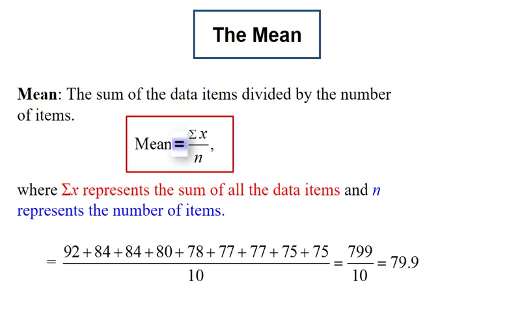Let's say these are all your quiz grades. We've given 10 quizzes. Well, how do you get your average or the mean? You will add up those 10 quizzes and divide by 10. So you will have a 79.9 average.